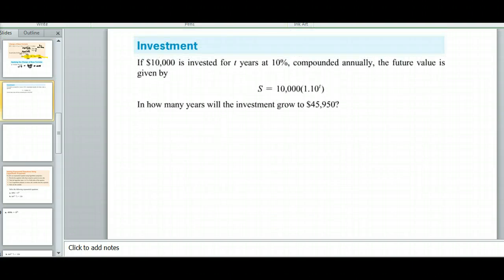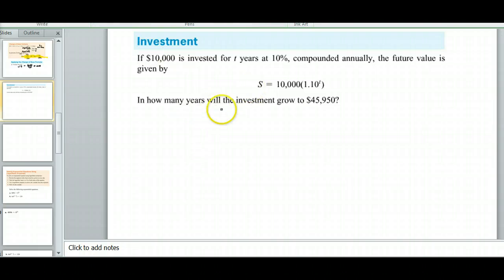Alright, investments. So this is a function that tells us how much an investment is worth T years after this $10,000 was deposited in this account that pays 10% compounded annually. So we want to know how many years will it take for the investment to get to 45,950. Alright, so that's our S. So we're going to put 45,950 equal to 10,000 times 1.10 to the t power.